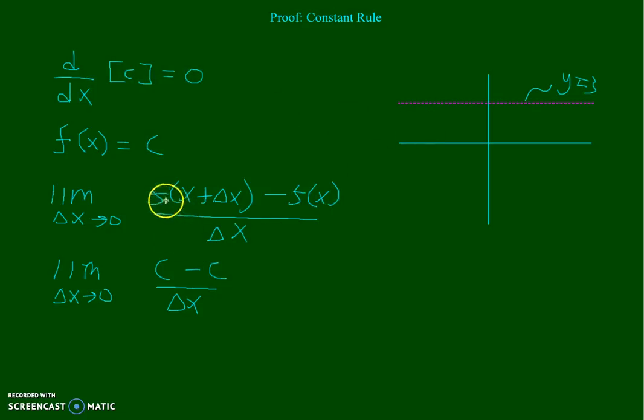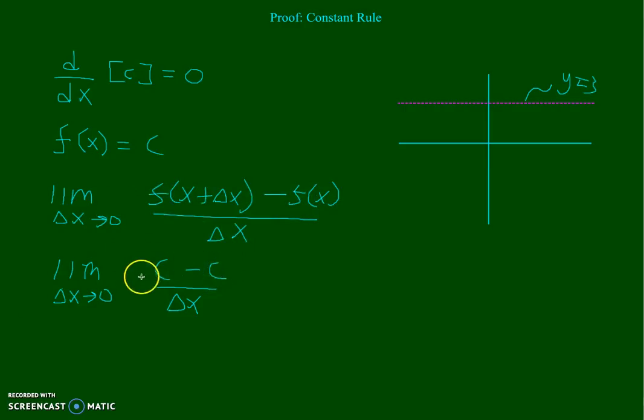But in this case, f of x is this same constant value, 3, and f of x plus delta x, no matter where we go on the x-axis, it's always going to be that same constant, in this case 3. Here, symbolically, we've represented our constant as c. So f of x is always going to be c no matter where we are on the x-axis, no matter which interval we're in. So f of x plus delta x is c, and f of x is c.